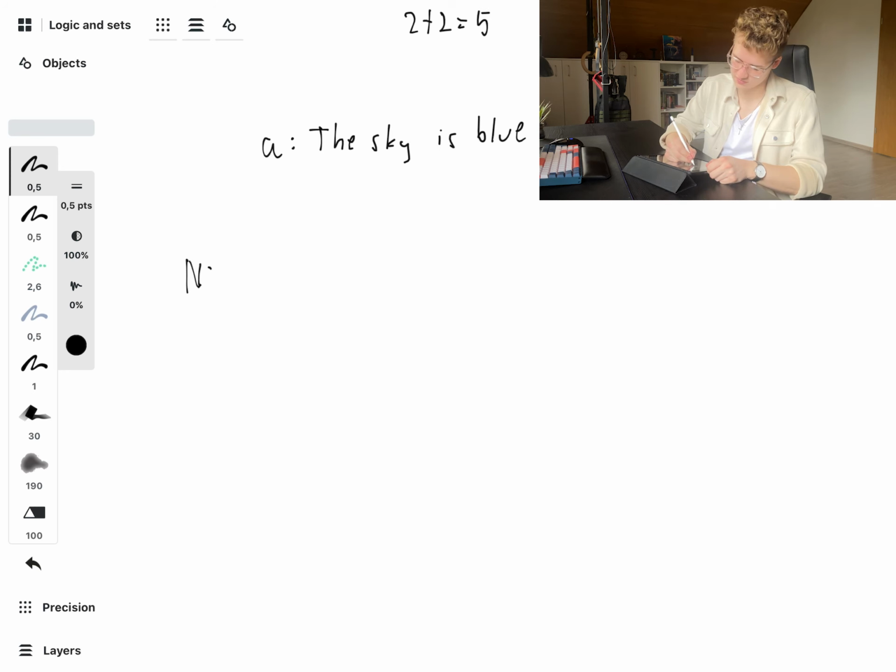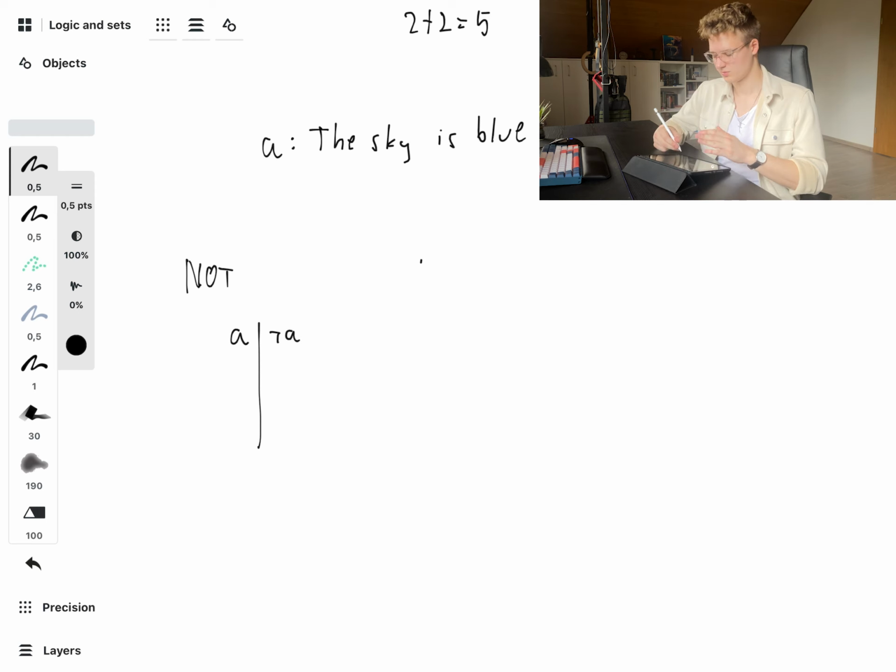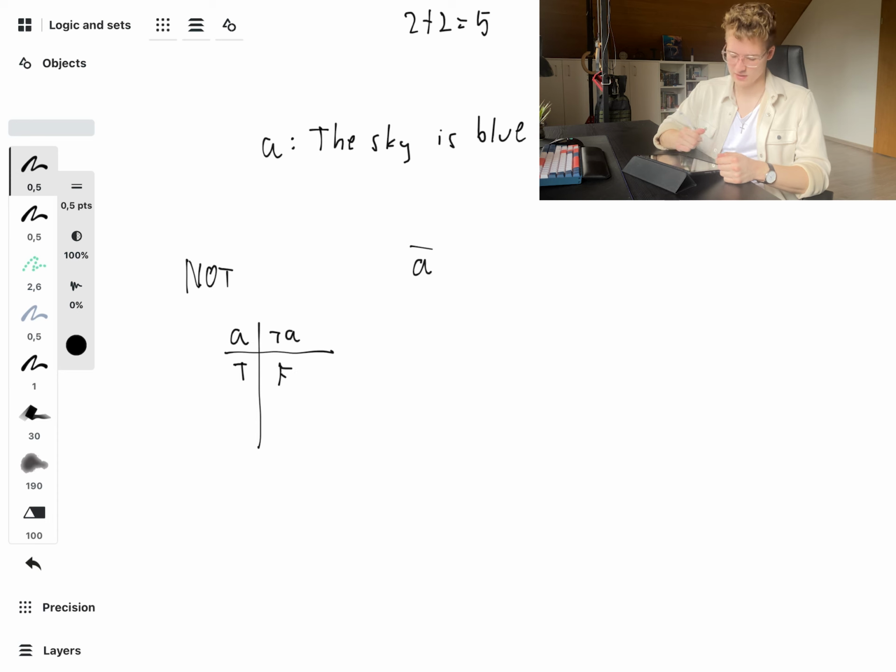Starting with not, because this one has the highest priority when dealing with it. So we have A and we have not A, so that's how we would write not A. In Boolean algebra, we would also write A with a conjugation symbol at top. So like this. Okay, if A is true, so if the sky is indeed blue, then the statement the sky is not blue, or not the sky is blue, so its negated version, has to be false. And if the statement the sky is blue is false, then the statement the sky isn't blue has to be true.